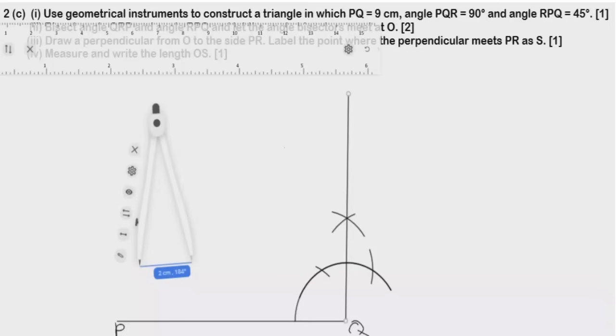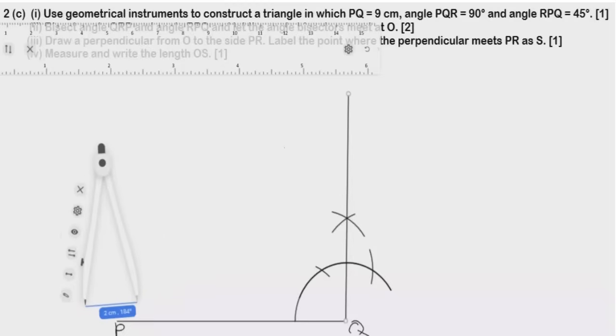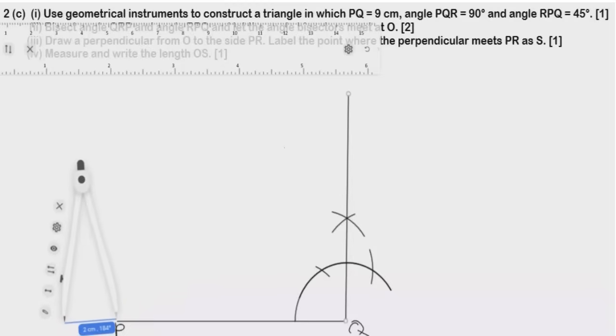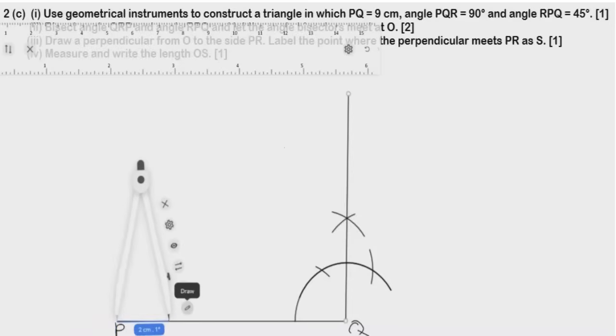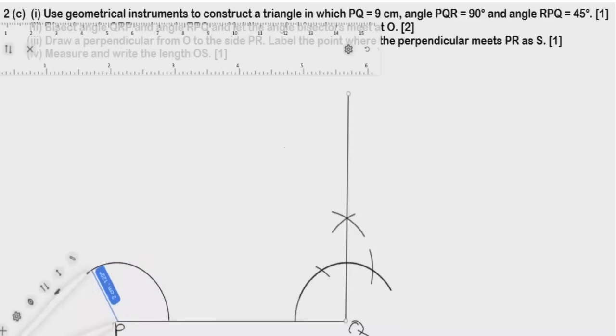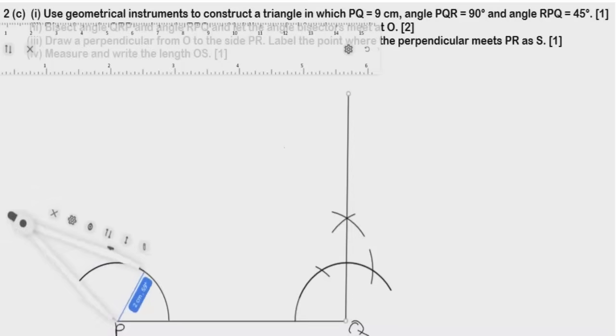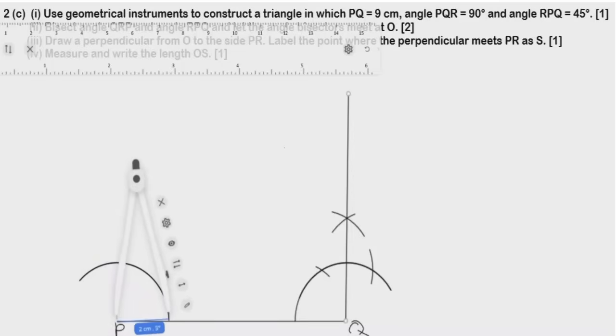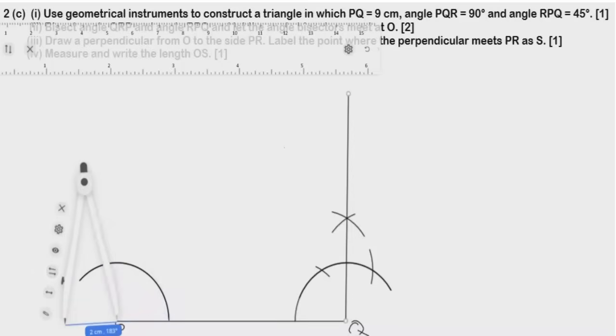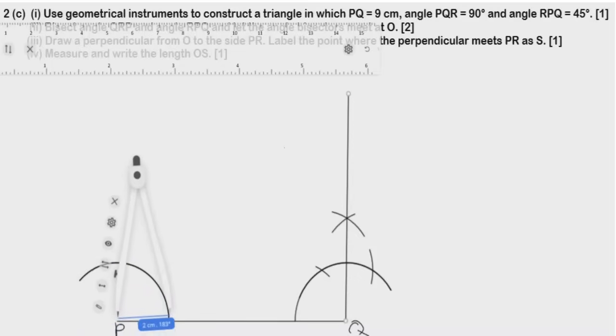That means I'm going to bring my compass here. To construct a 45 degree angle, first I'm going to draw the 90 degree angle. Then after I draw the 90 degree angle, I'm going to bisect it. So I'm going to follow the same steps I followed when I was constructing the 90 degree angle.